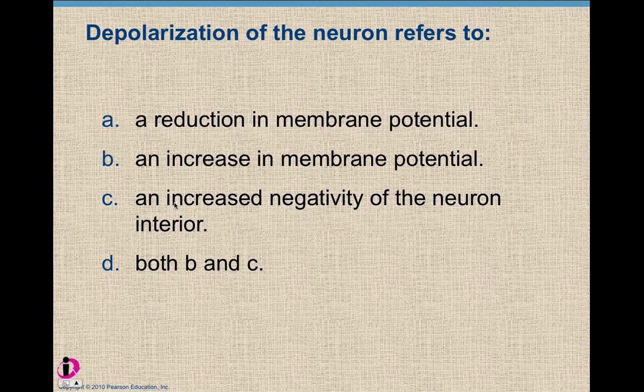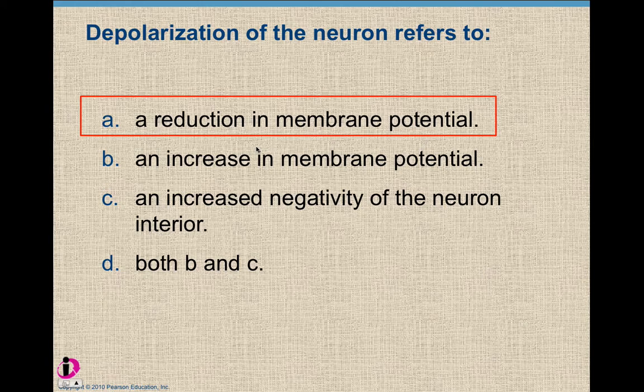Okay. So what is depolarization of the neuron? Okay, so it's not an increased negativity of the neuron, so we automatically can rule out C and D. In fact, it would be a reduction in that membrane potential. So you're taking the potential and actually creating energy from it. So when you utilize it, the potential is no longer there.